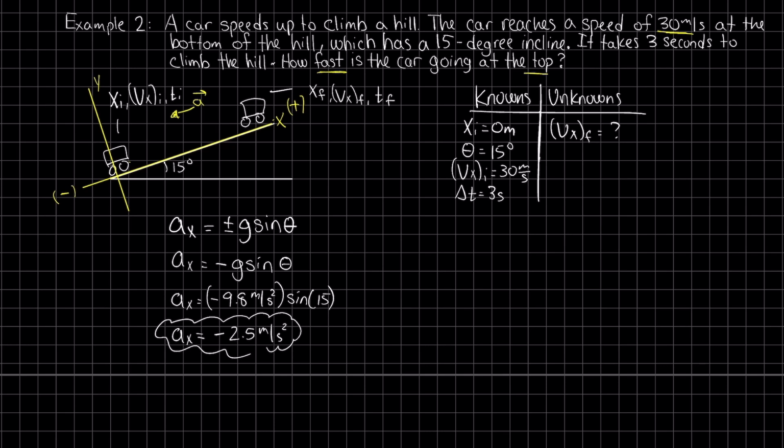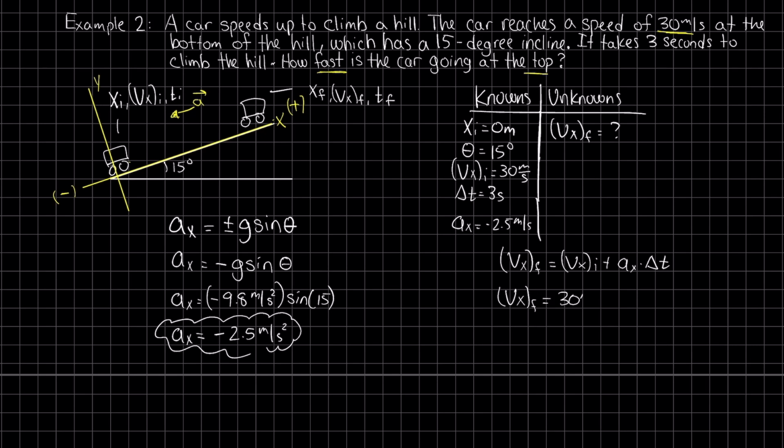Now, I'm going to use my acceleration with one of the kinematic formulas to figure out what my final velocity is. So putting my knowns and unknowns together, I'm going to use this formula to find what the final velocity is. Luckily for me, this is already solved for, so all I have to do is plug in the numbers.